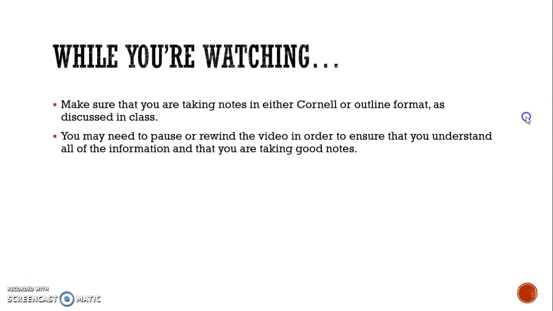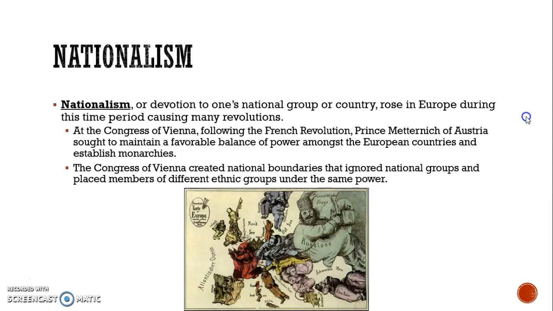While you're watching, make sure that you're taking good notes in either Cornell or outline format as we've talked about in class. It's okay if you need to pause or rewind the video in order to ensure that you understand all of the information and that you're taking good notes.